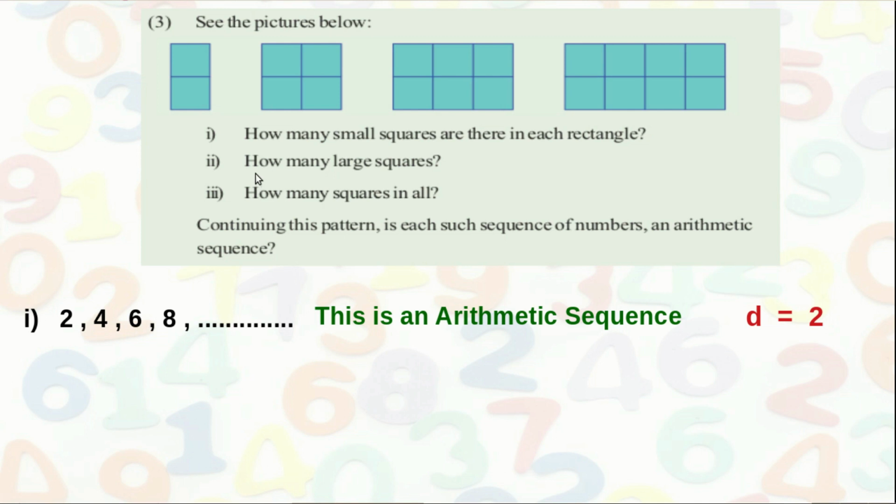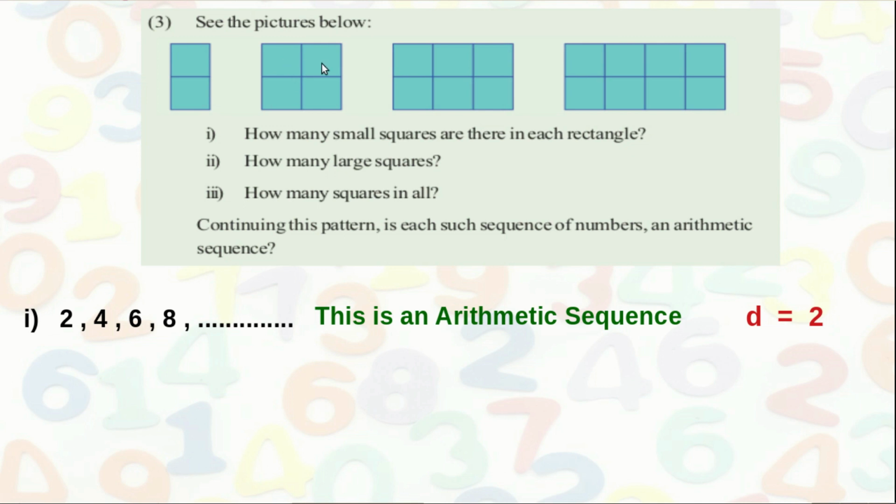Now, next question: how many large squares? In the first figure, you have 2 small squares but no large square. Therefore, number of large squares in the first figure is 0.